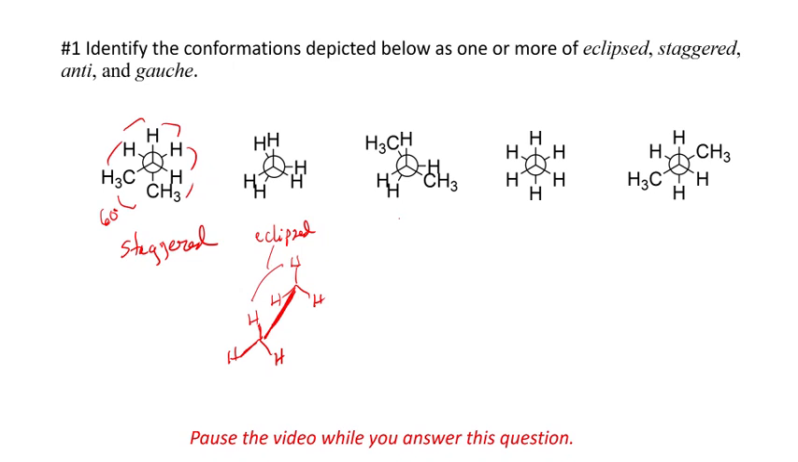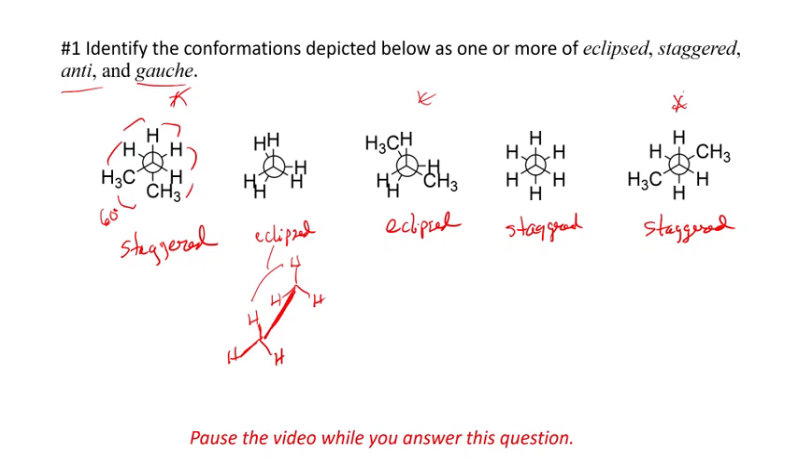Third one here is also eclipsed. The next one is staggered. And then the last one is also staggered. Now the terms anti and gauche only apply to butane. So that would be our first one, our third, and our fifth.